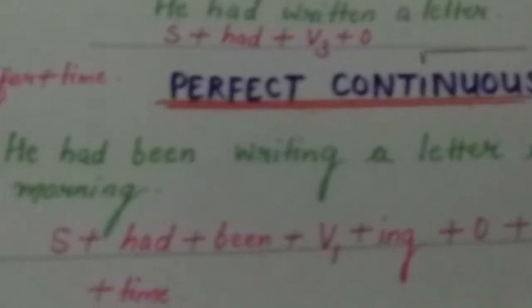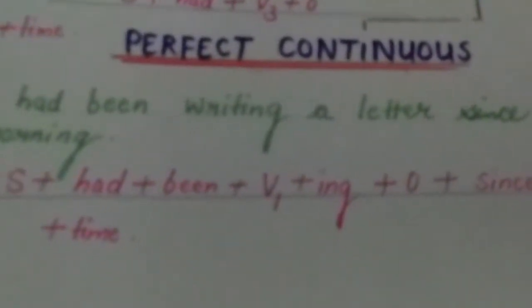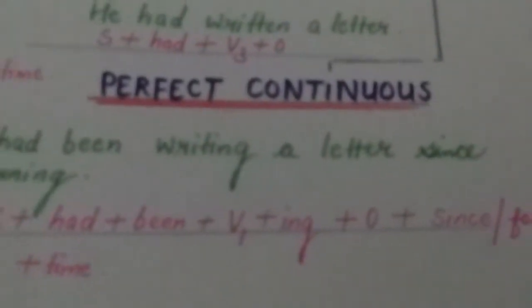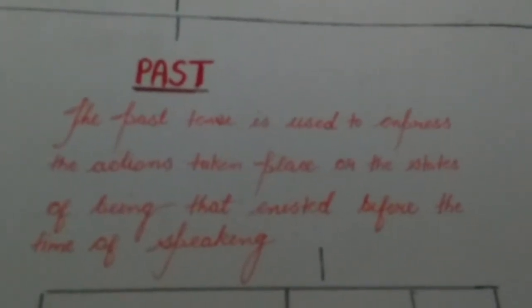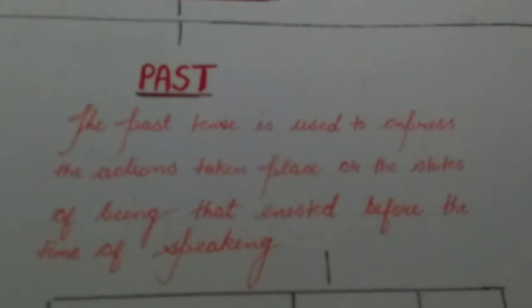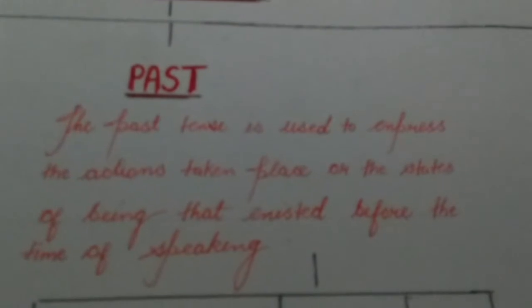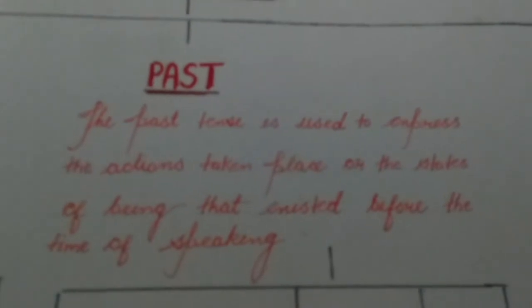Past perfect continuous tense. Structure is subject plus had plus been plus first form of the verb plus ing plus object plus since/for plus time. For example, he had been writing a letter since morning. Thus we came to know that the past tense is used to express the action taking place or the state of being, that event before the time of speaking.